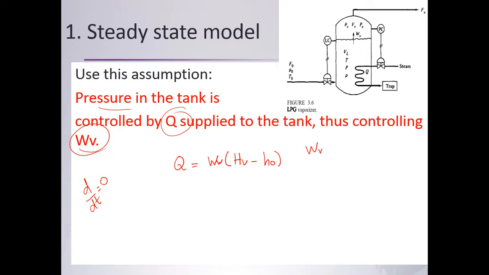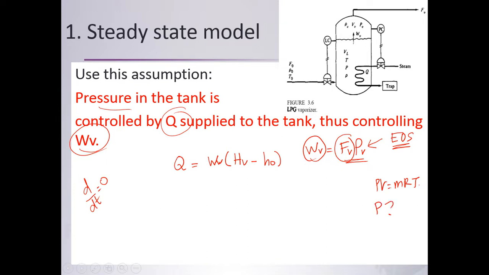Since WV is equal to FV times rho V, WV cannot be measured directly. There is no device you can use to measure WV directly, but we know that WV is equal to this equation, and you can measure your FV and calculate the density of vapor, which depends on the equation of state that you use. An example of an equation of state: PV equals MRT, which depends on the pressure.